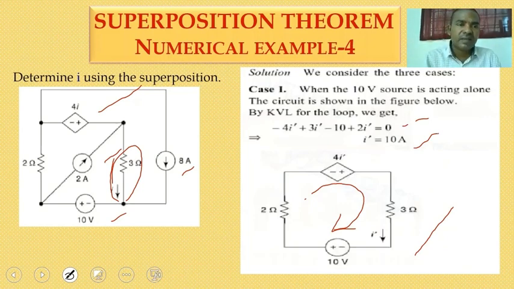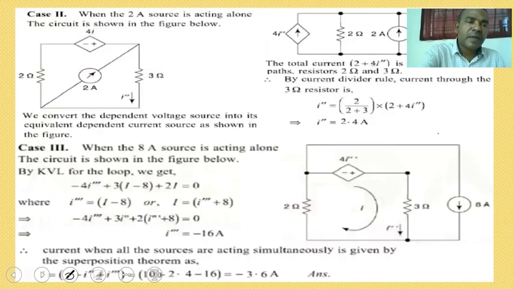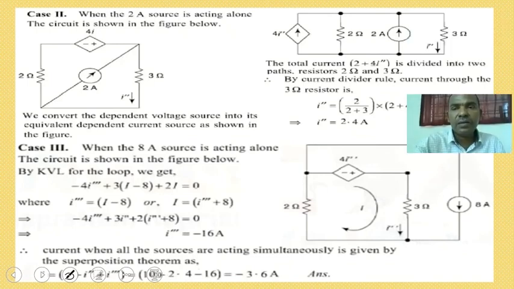Then second case, the 2 amperes current source is acting. So the voltage source is made 0, short circuited, and the 8 amperes current source is open circuited. The equivalent will be shown in this figure. So here 4 branches are connected in parallel. For this parallel combination, we are going for the calculation of the current. 3 ohms and 2 ohms are connected in parallel. 2 current sources are there, one is a dependent, another one is an independent current source.